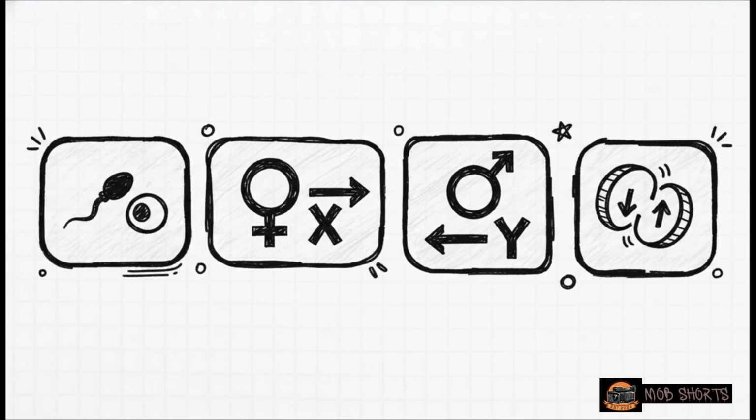1. Sex is determined at the exact moment of fertilization. 2. The mother's contribution is always an X chromosome, always. 3. The father is the one who contributes either an X or a Y. And 4, and this is so important, every single pregnancy is a completely new, random event. It's a fresh 50-50 chance every time.